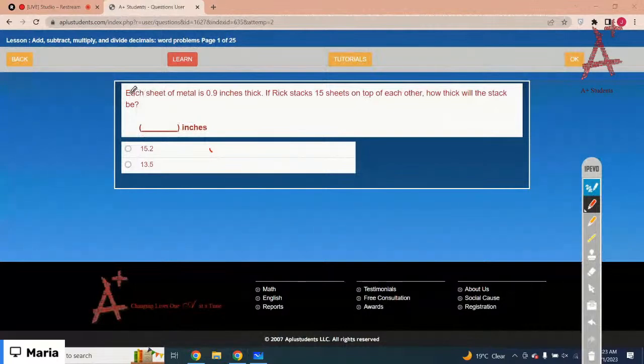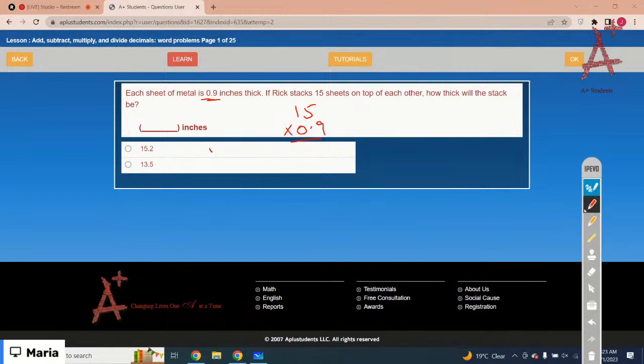Got it? Okay, each sheet of metal is 0.9-inch thick. If Rick stacks 15 sheets on top of each other, how thick will the stack be? So the thickness of one sheet is 0.9. So Rick stacks 15 sheets. So you just have to calculate the thickness of the 15 sheets. So basically you have to do 15 times 0.9.